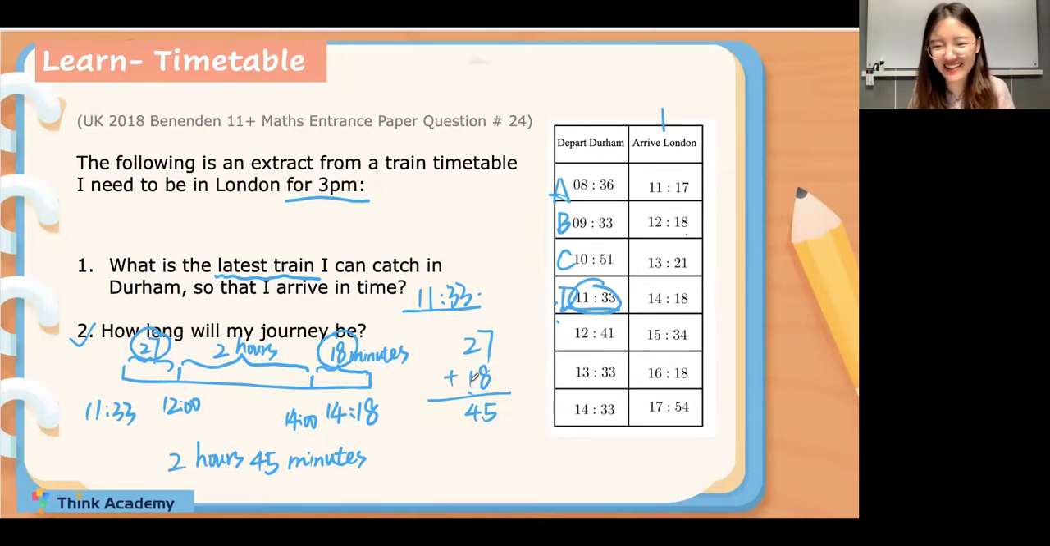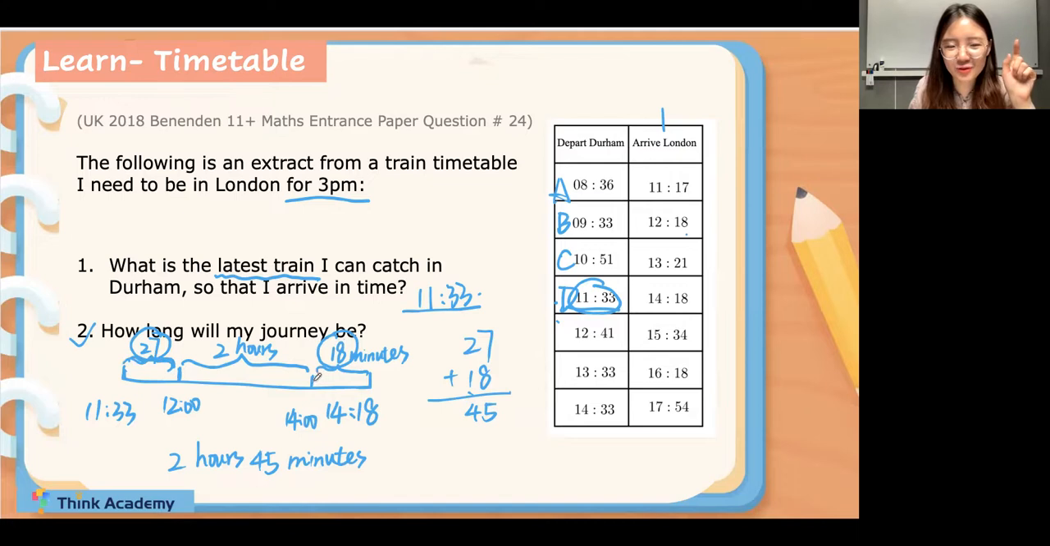40 minutes? Are you sure? Let's check. Okay, so between the 11:33 and 12 o'clock, there will be 27 minutes, right? Am I right, everyone? If you agree with me, can you type 1? So there are 27 minutes, right?